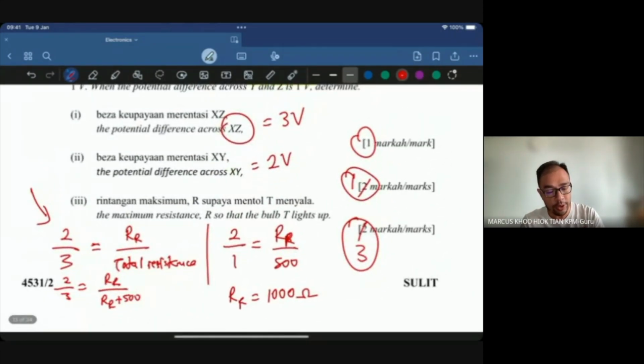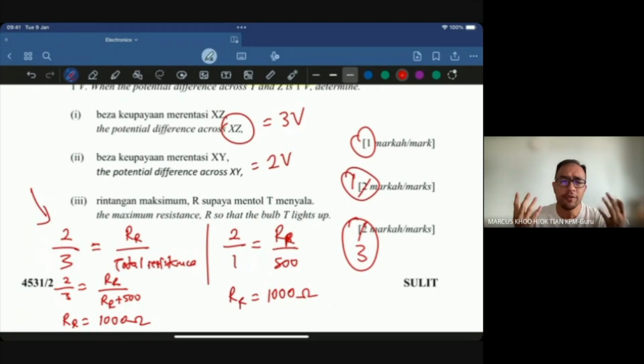Okay, so when you calculate this, you will still get R equals 1000 ohms. There's really no way around this, because it's what we call a ratio formula. It's a potential divider circuit formula. Either way you can do it.